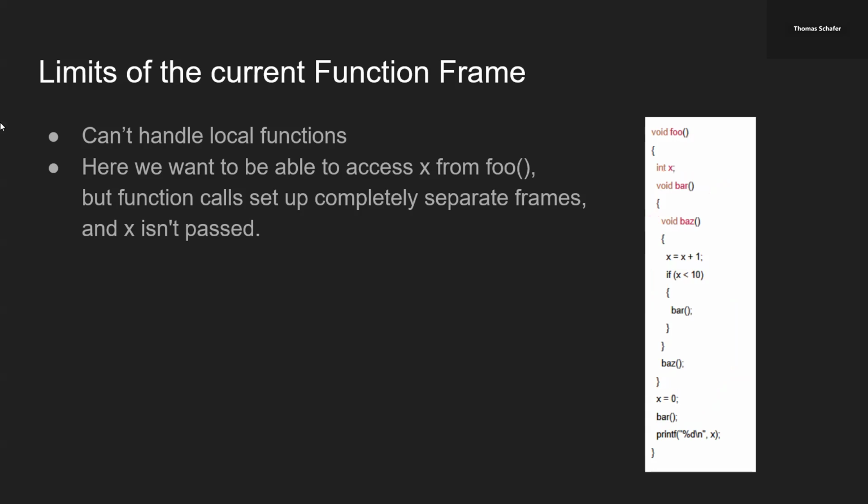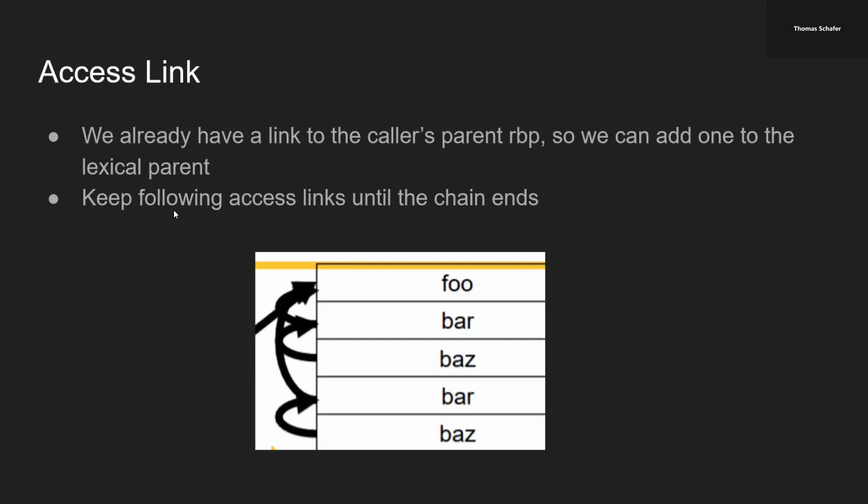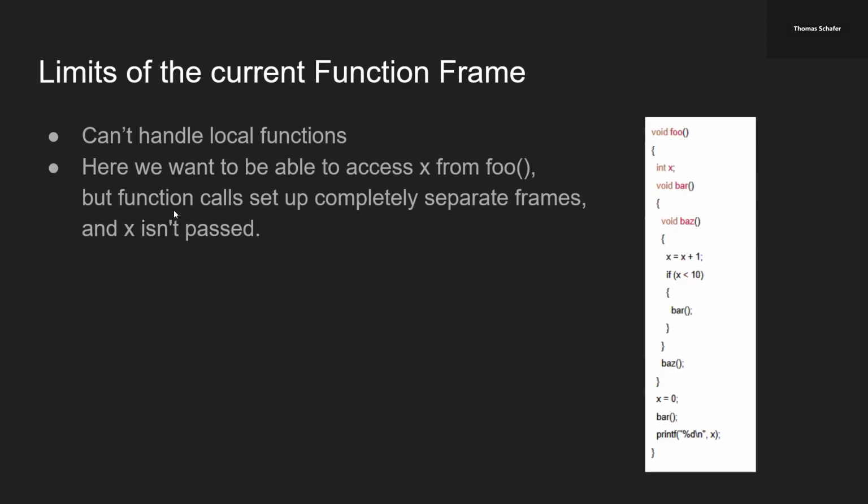However, this is not possible using our current function frames, because the function frames are intentionally made to be completely separate. We know how to go between the parent calling function, but we don't really have any link between these two functions. This x in our current view of function frames is completely different from this x. And so this will probably throw an error.